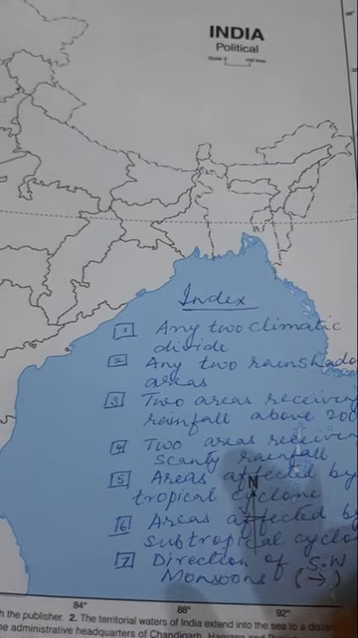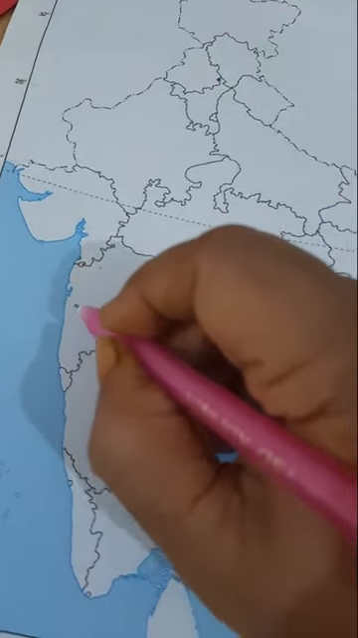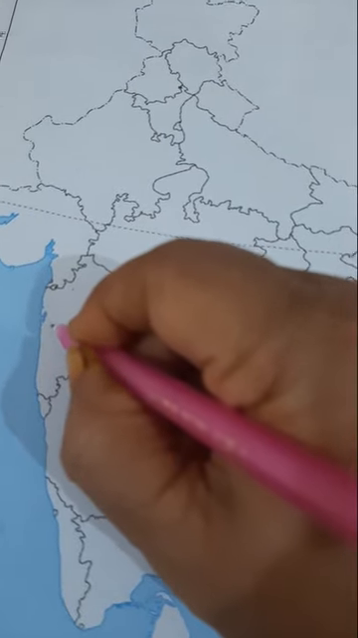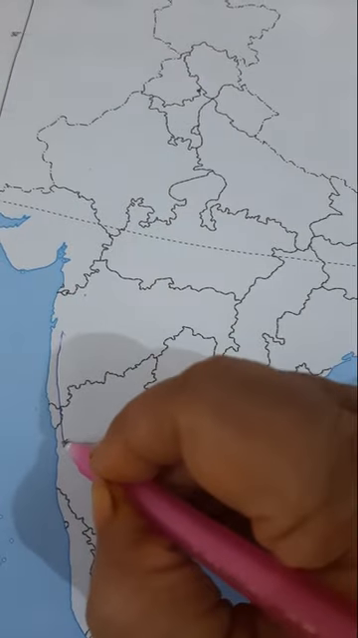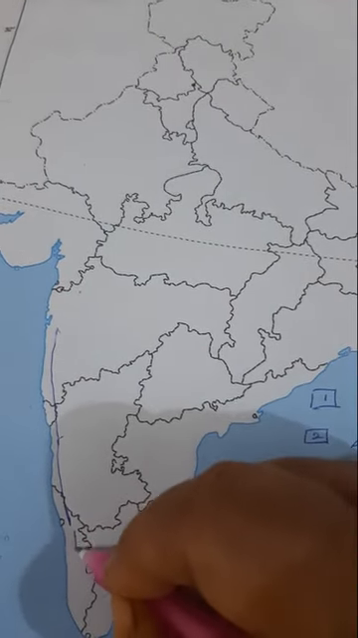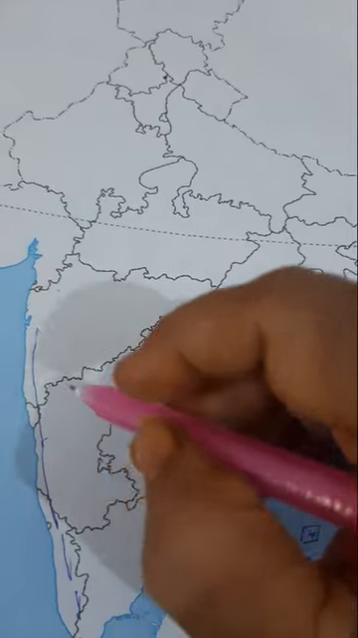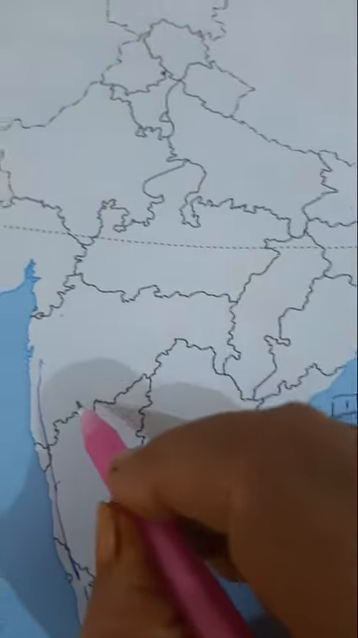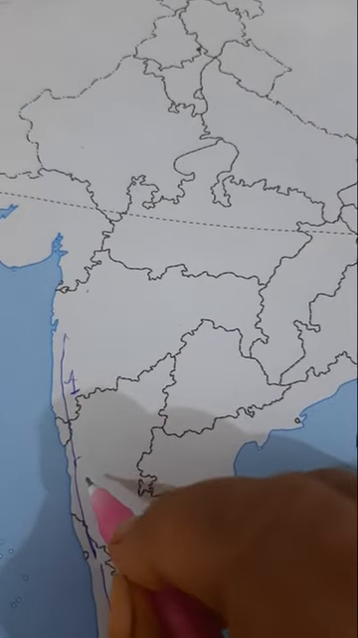So for this children, we will first draw the Western Ghats. The Western Ghats here is a very important climatic divide. It's a continuous one, and here only there is a little bit of gap. So this is number 1. You can darken the line. This is number 1.